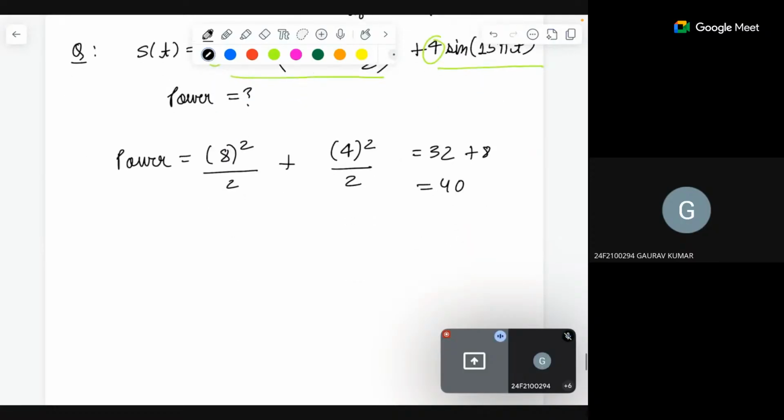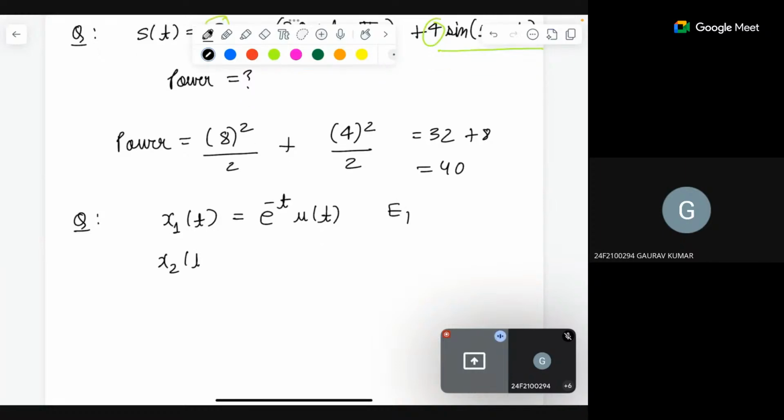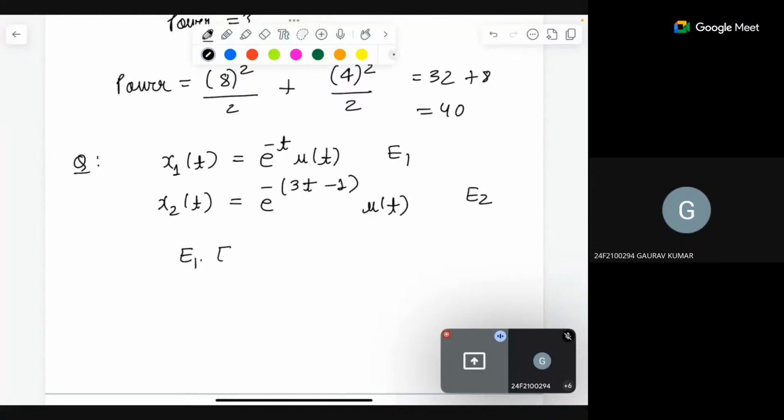Okay, now one problem on energy. Shall we continue? You have this signal x1(t), which is e raised to the power of minus t u(t). The energy of this signal is E1. You have another signal x2(t), which is e raised to the power of minus 3t minus 1 u(t). Energy of this signal is E2. So you have to tell me E1 into E2. You can use the calculator.